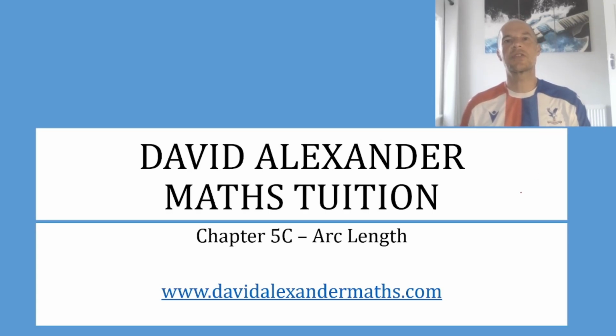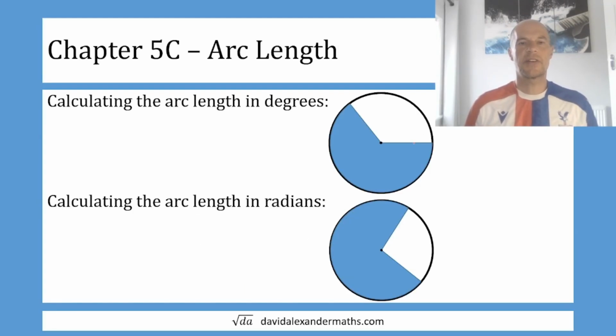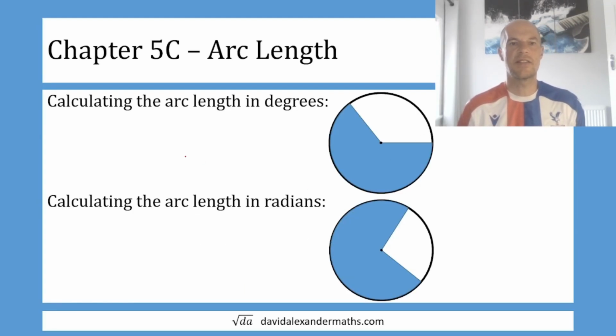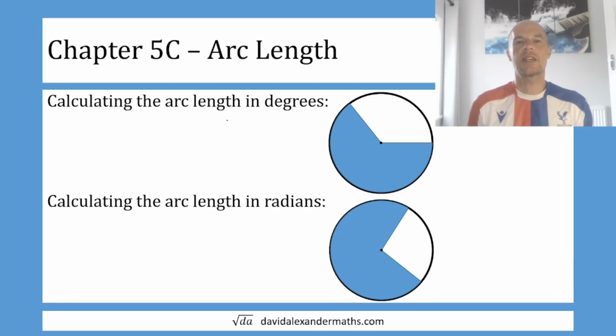This is Chapter 5C on arc length. Okay, so Chapter 5C, definitely not the hardest chapter in the Year 13 course. How do we calculate the arc length in radians? Well, first of all, how do we do it in degrees?